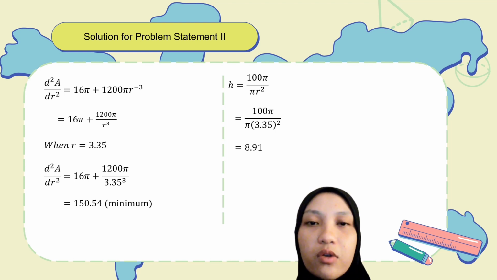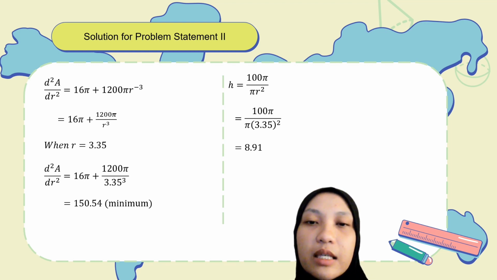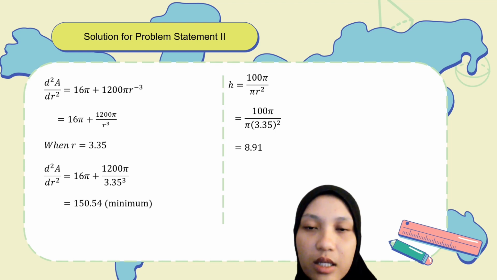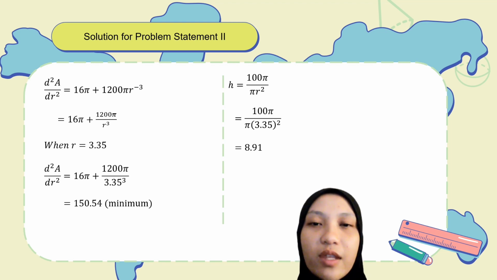Next, insert the value of r equal to 3.35 into the second derivative to find out the minimum or maximum point. If the second derivative has a positive value, it is the minimum point. If the second derivative has a negative value, it is the maximum point. d to the power of 2 A over dr to the power of 2 equal to 16 pi plus 1200 pi over 3.35 to the power of 3, and we get 150.54. Since it is a positive value, it is a minimum.